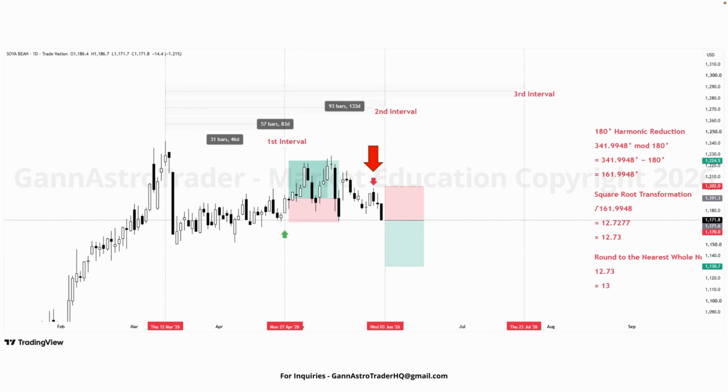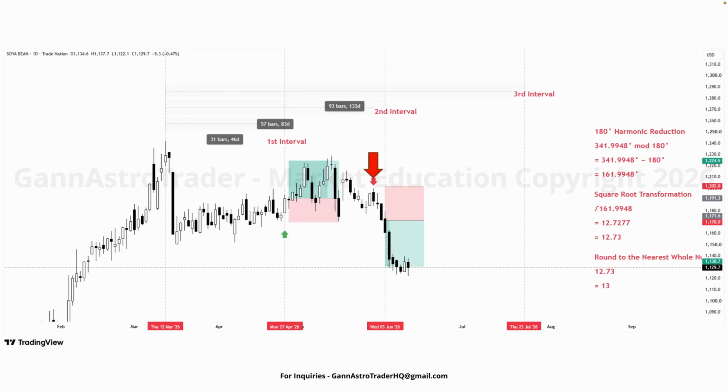With the first projection completed, our attention now shifts toward the second harmonic interval. Notice that no new planetary calculations are required. The same Mercury longitude selected at the beginning of the analysis continues generating future timing windows through harmonic progression. This demonstrates the consistency and repeatability of the methodology across an extended period of market activity.